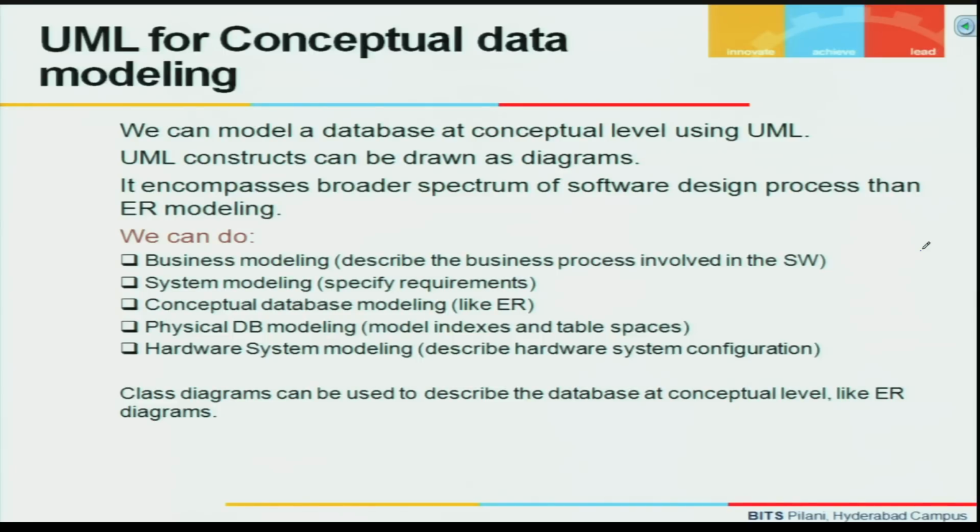You have notations and notions. For every concept, which we call a notion, you have a notation, that is some symbol or diagram representing that notion or concept. What can we do with UML? You can do business modeling, that is, you can describe the business process involved in the software. You can do system modeling, specifying the requirements using use cases.